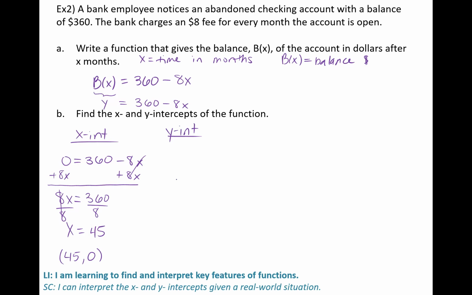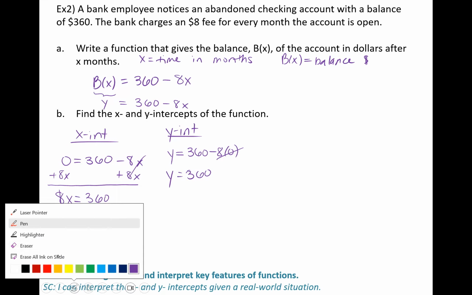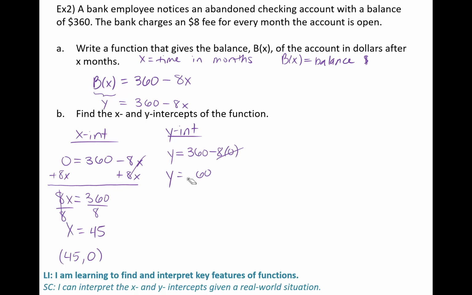To find the y-intercept, I'm going to plug in 0 for x. So I'm going to use the y notation and say y equals 360 minus 8 times 0. To simplify, this one is actually not too bad, because 8 times 0 gives me 0. So I'm left with my answer of 360 for y. Then I need to turn that into an ordered pair. So that would be 0 for x and 360 for y. All right, so I found the intercepts. Now I need to interpret them.